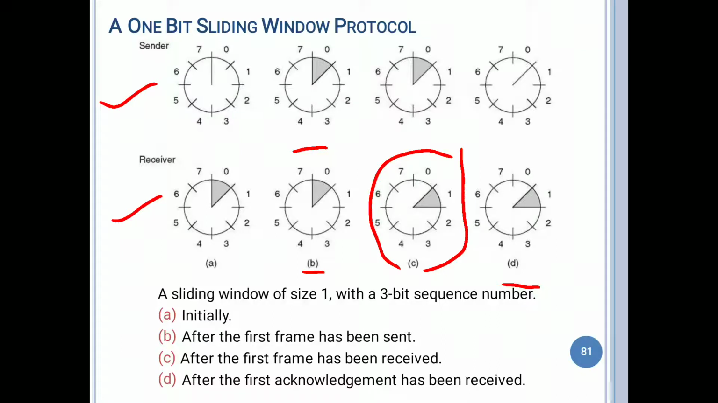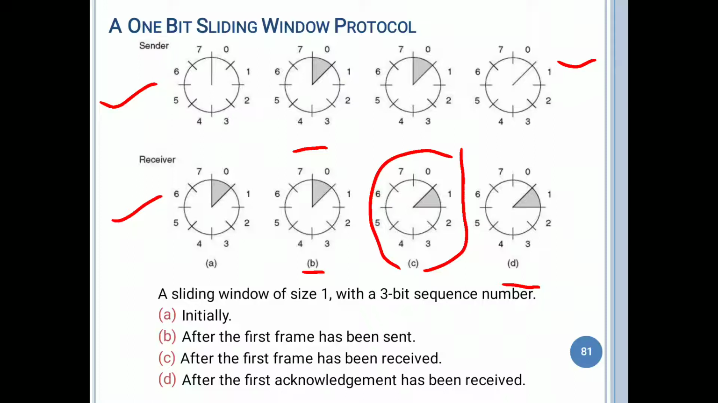When the receiver sends the acknowledgement, now in the sender's window the 0th frame's duty is over. That means it was sent to the receiver and correctly received by the receiver, and the receiver also sent the acknowledgement, so the sending of the 0th frame is completed. In this way, one bit is sliding on the sender side and the receiver side. See, this will look like the first frame.